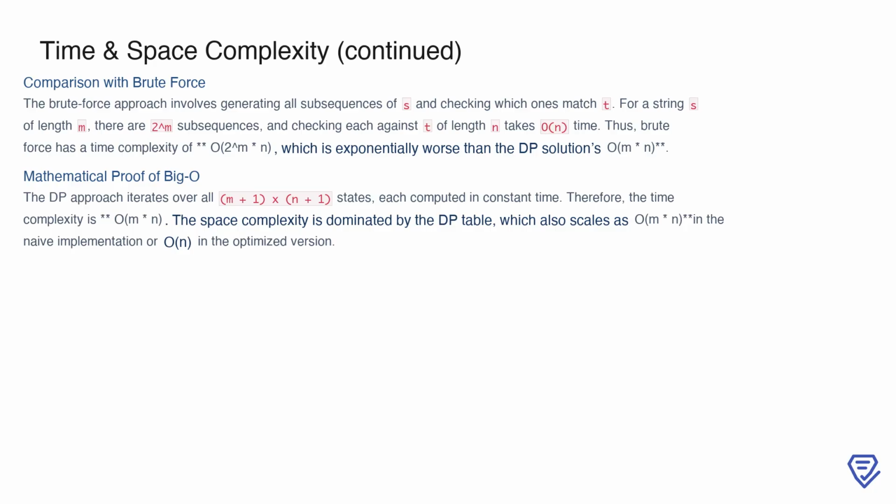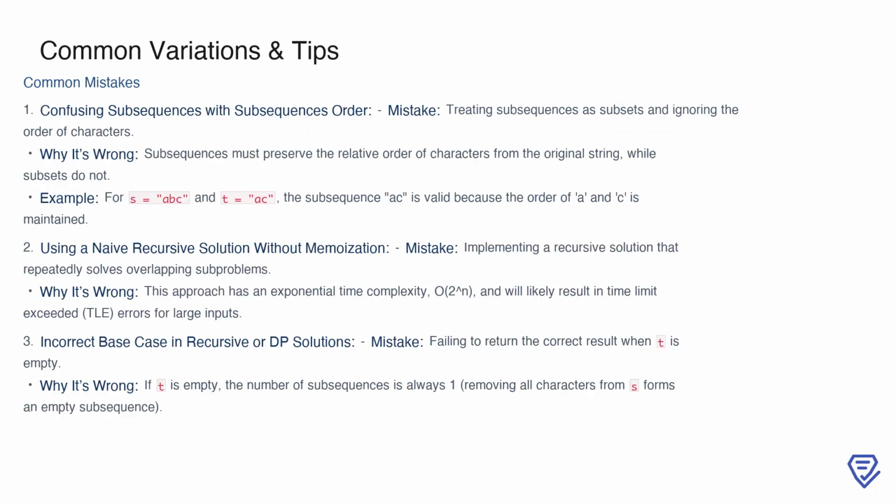For space, the basic implementation scales as M*N due to the table, but optimization reduces it to n if only 2 rows are stored. These improvements make the DP approach significantly more practical and efficient for larger inputs. When working with this problem, there are a few common mistakes to watch out for.